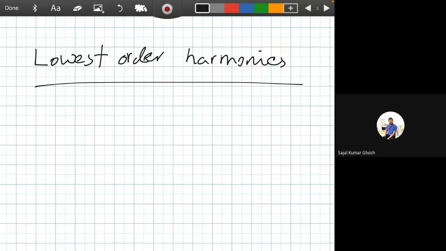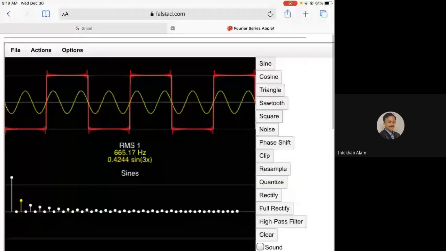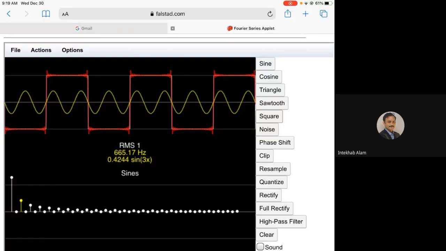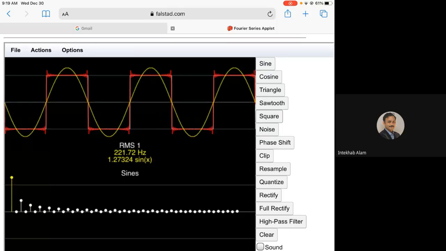Do you enter into the Java applet fastlab.com? Okay, so if you just insert the square, you'll find the square output. Now if you want to select the fundamental, this is the fundamental, and if we insert the square now, you can see that in the fundamental you are getting the value at this point.